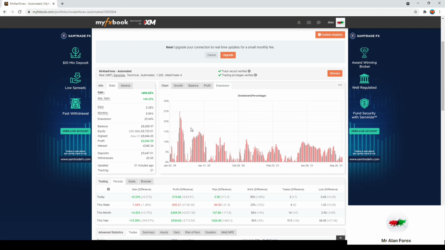Drawdowns have been at the beginning. In January, it got as high as 25%, but since then I've been keeping it all under 10%. I think 10% is a small enough number to be worthwhile in terms of getting enough gain. So 500%, yet now we're seeing under 10% drawdown.